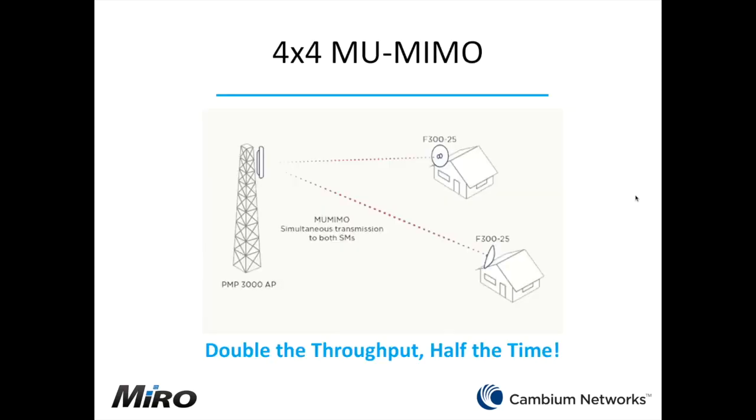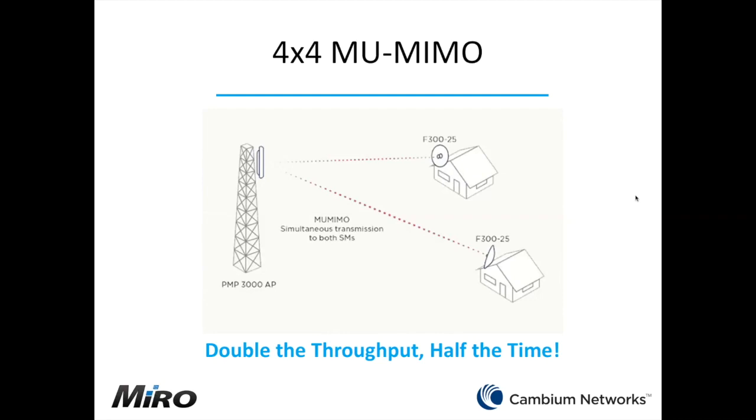So 4x4 MIMO, as I explained, means that this radio has the ability to send and receive to two separate subscriber modules at the same time. So you're actually doubling up on the number of SMs that you're speaking to, meaning that you're going to halve the time. Just as a rule of thumb, you will halve the time to speak to all the subscriber modules in your network. Traditionally, the way a normal base station will work is that it will take millisecond time slots to speak to each and every single subscriber module.